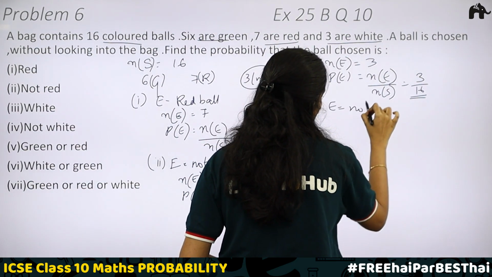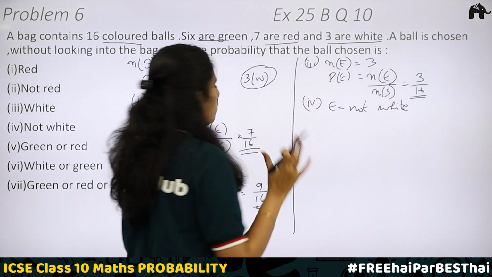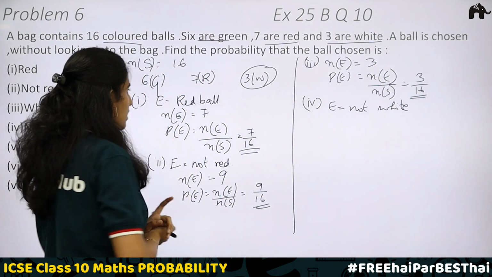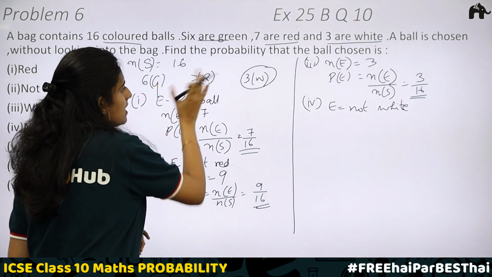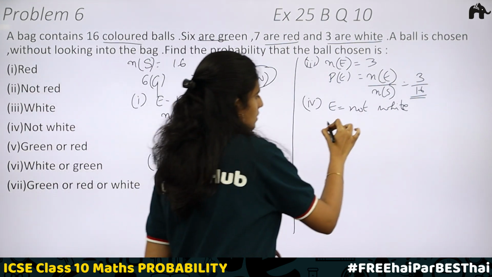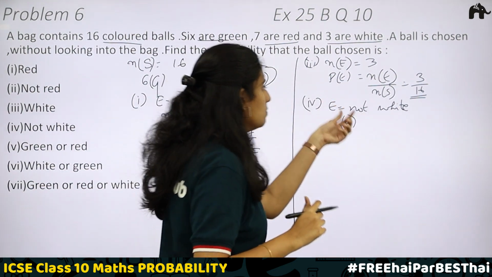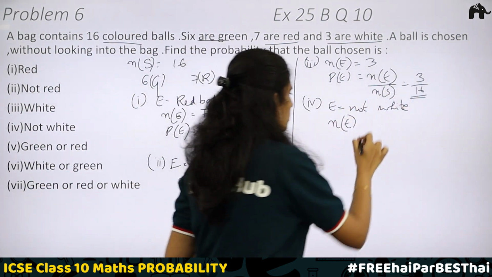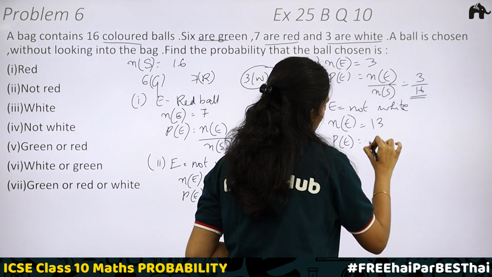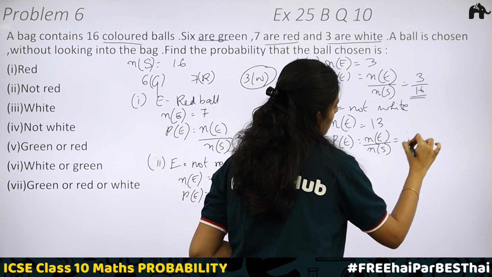Fourth one, not white. The event is the ball being not white. Not white means either it can be green or it can be red. Here we have 6 green balls and 7 red balls. 7 plus 6 is equal to 13. Therefore, number of outcomes favorable to the event, that is the ball being not white, is equal to 13.